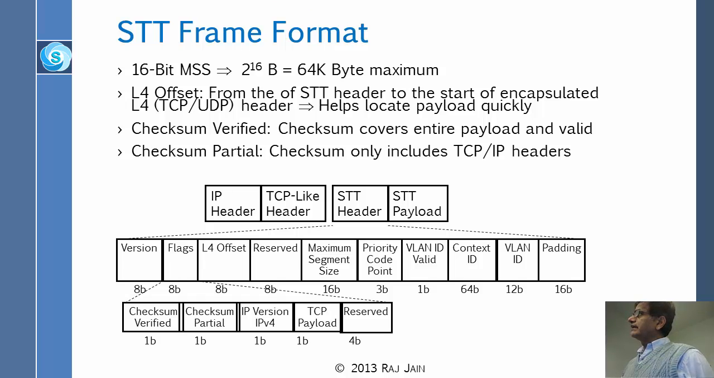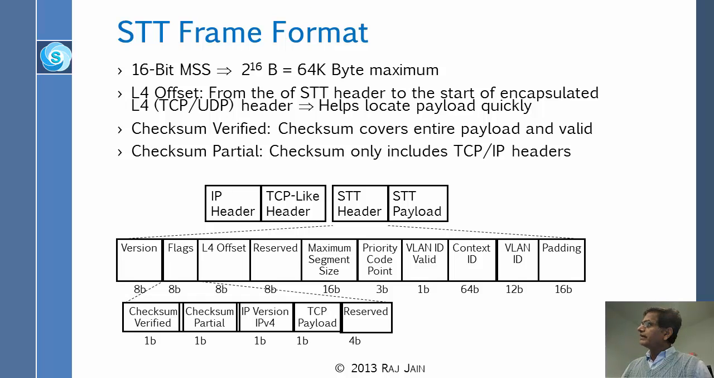This is like the VXLAN header. The VXLAN header was very simple. All it had was the VNI field. Remember that? There was a flag which was just a 1-bit flag which said VNI is valid. Here, the STT header includes the version number, the flags, L4 offset, maximum segment size, priority code point, VLAN ID, context ID, and so on and so forth.